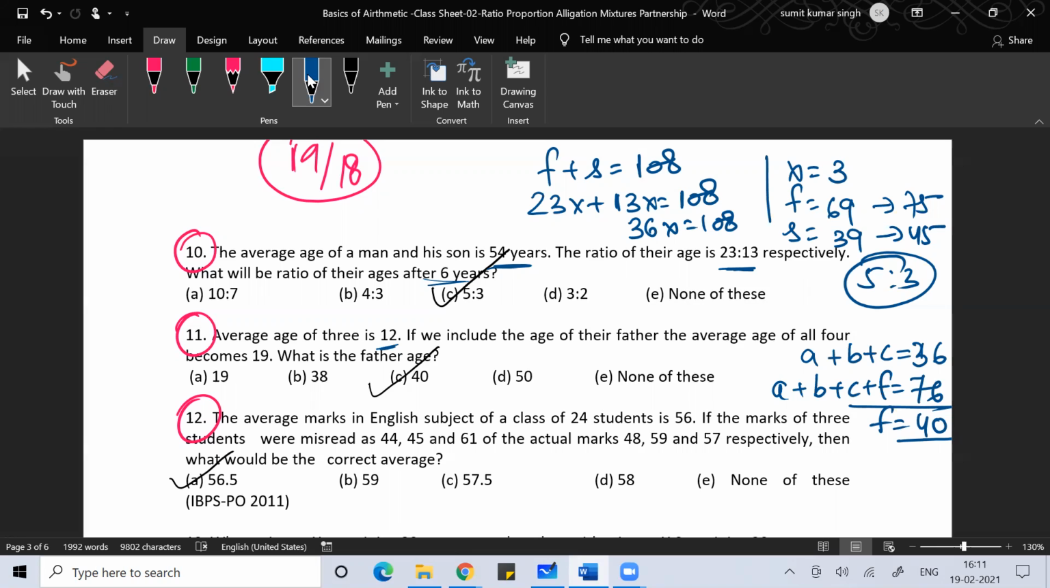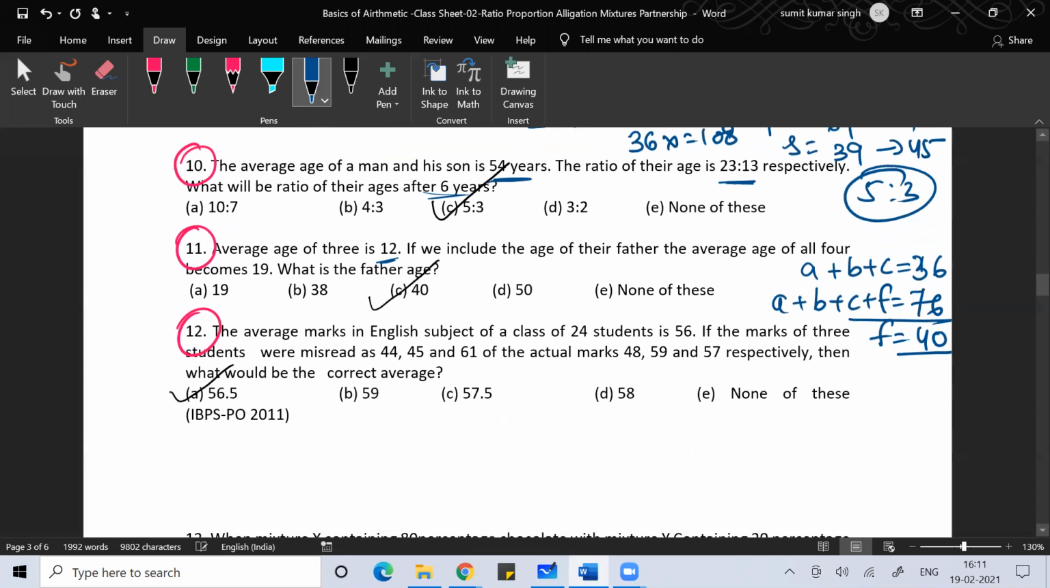Then question number 12. If you see the question number 12, again a very easy problem. The average marks in English subject of 24 students is 56. So what is the total? Total is 24 into 56. Okay, so I can find the total by multiplying 24 into 56.